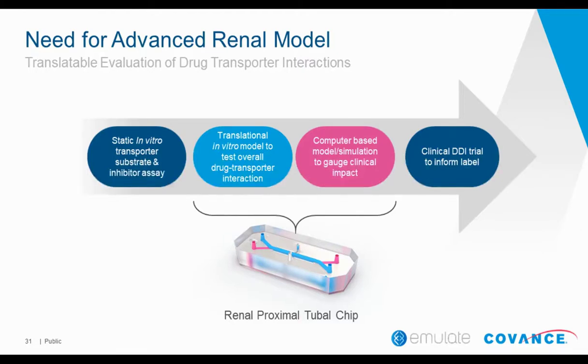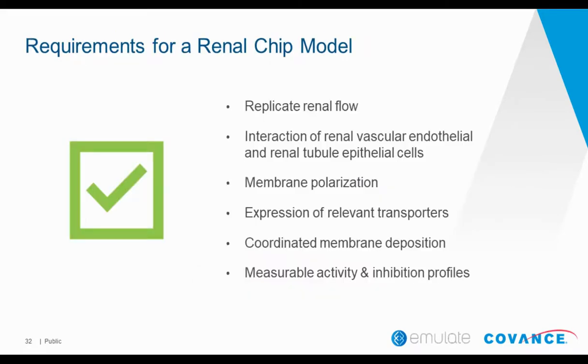The chip, as we've demonstrated throughout the course of the talk, does express the multiple transporters that one would see within the proximal tubule, and the interaction of those transporters are well modeled in terms of translating the data to clinical outcomes. So we're no longer jumping from a static model that gives us limited in vitro data straight to a clinical trial. There's something in between that fills that gap, which is the proximal tubule chip that has been well engineered by Emulate and that we're utilizing at Covance in order to generate relevant data.